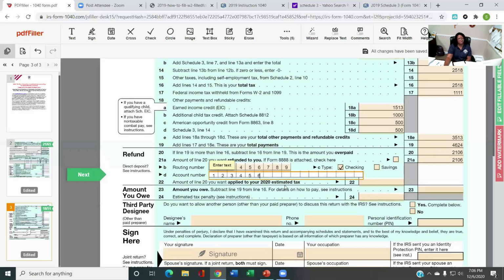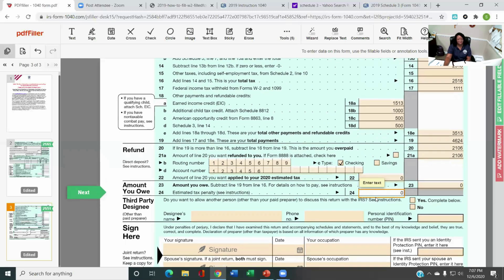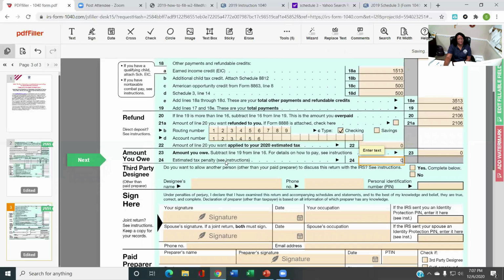Amount you want to apply to your 2020 estimate. I just put 0, because I don't want them to say, oh, you didn't put nothing, so we apply whatever. Amount you owe, because your clients did not owe anything, so nothing would go here. No penalties, because they don't owe anything. If they owed, this wouldn't be here. It'll be here. And then that's when you go to the next step of how they're going to pay.